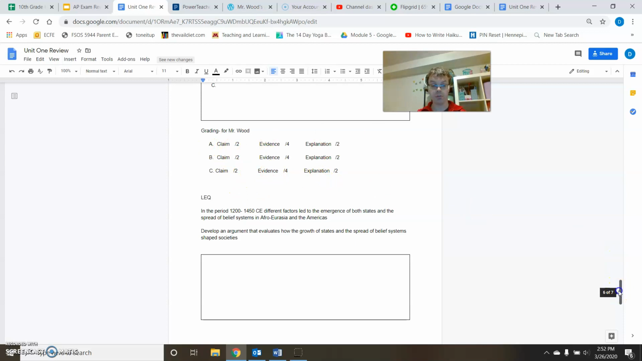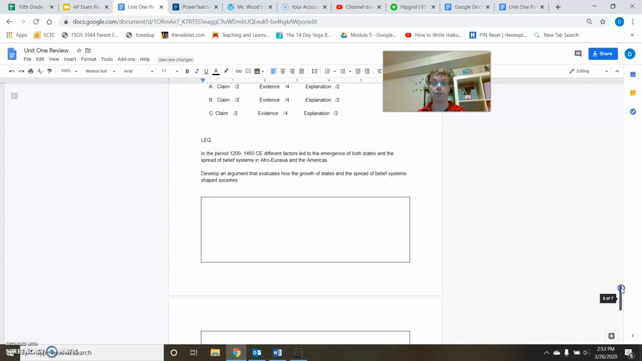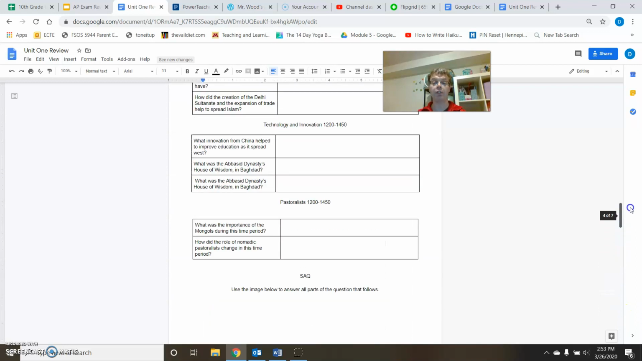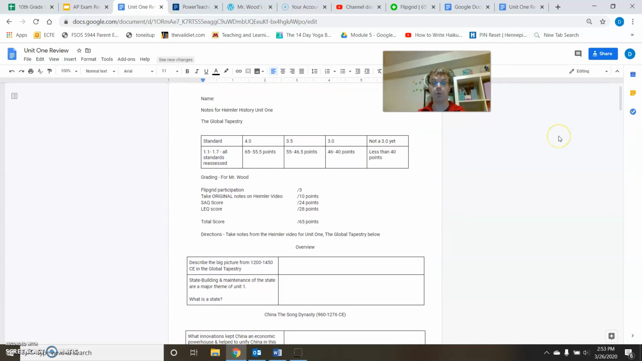And then you will also do the same for your LEQ. And I will get grades on there. All right? So these need to be turned in to turnitin.com. I will get your grade back to you. I'll email it to you like I normally do in class. I'll send you an email with your grade on it. So that is what needs to be done.